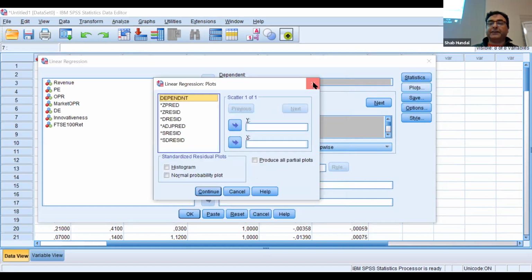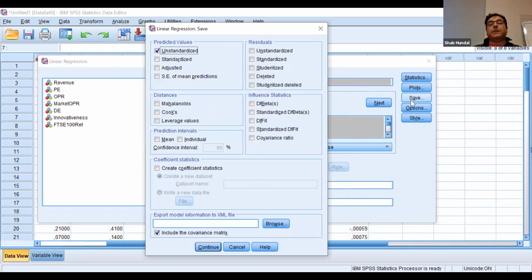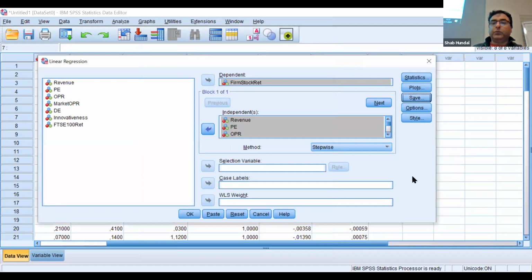Plots, I don't want to plot anything. Save, maybe yes. I have the actual value of the dependent variable, but I also want to find the estimated value of the dependent variable. So here I take predicted value. Remember, your predicted variable is Y, and we have the actual stock return. We have the real values of Y. But it's not a bad idea to find the estimates also. So I click this. I think I need nothing else. Stepwise is the normal setting, but anyways. And then we click OK.